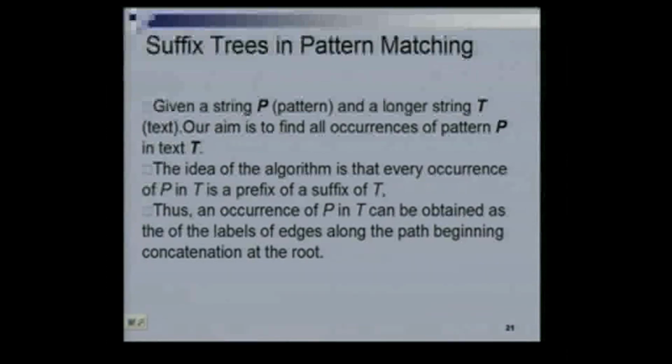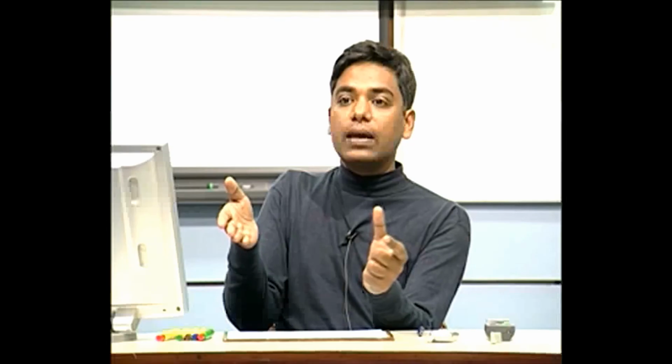Okay, so this is the key idea that we are exploiting in pattern matching. Given a pattern P and a text T, our aim is to find all occurrences of pattern P in the text. The idea of the algorithm is that every occurrence of P in T is a prefix of a suffix of T. If your pattern P occurs in the text, then there is some suffix of that text of which pattern P is a prefix.